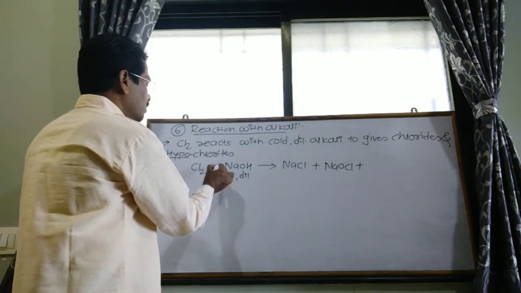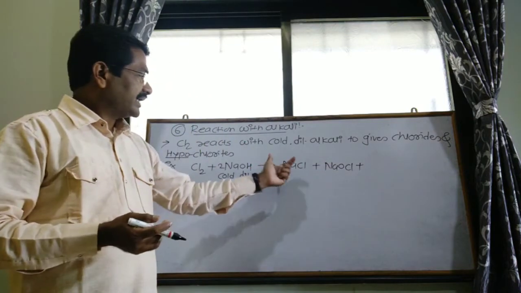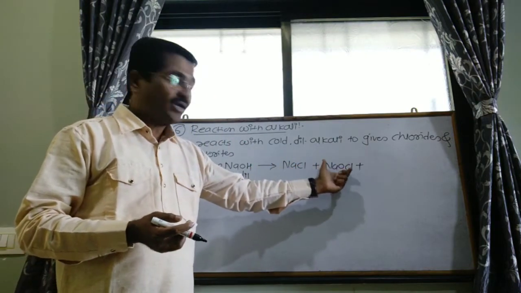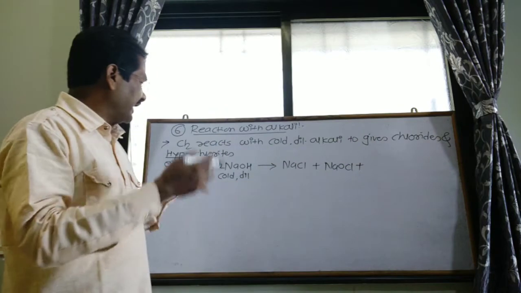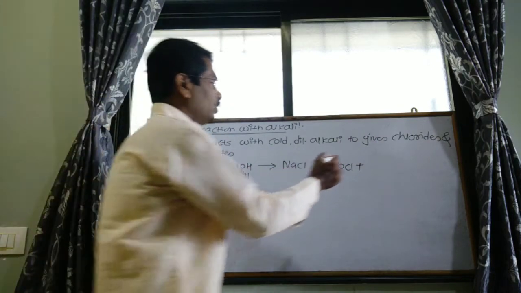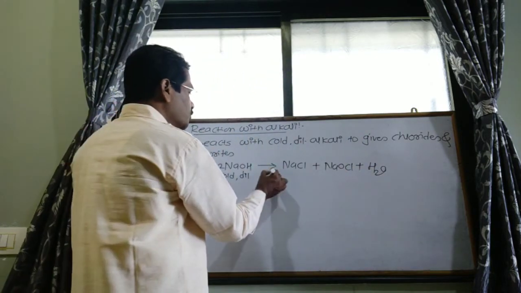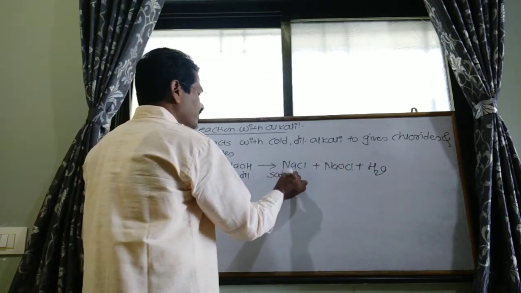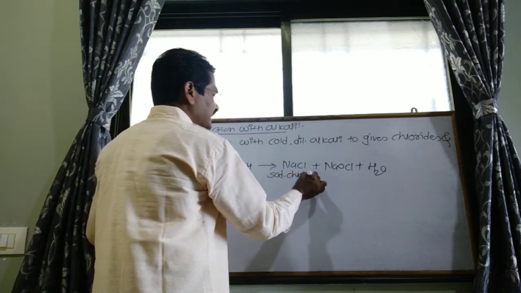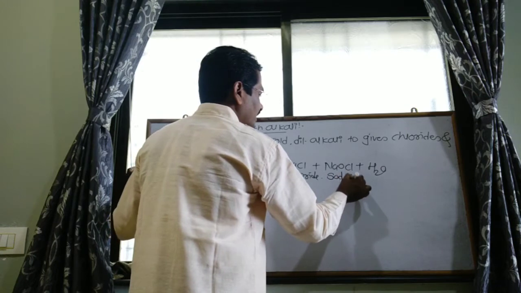For that purpose, you require 2 moles of alkali. Then it gives NaCl, NaOCl, sodium hypochlorite, and the remaining 2 hydrogens and 1 oxygen form the water molecule. So this is the sodium chloride, and the second product is the sodium hypochlorite.